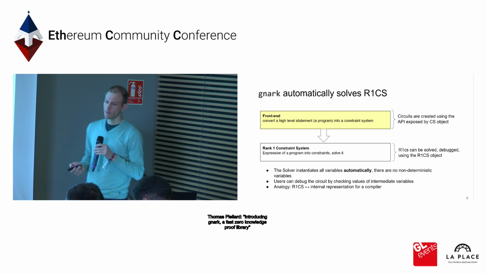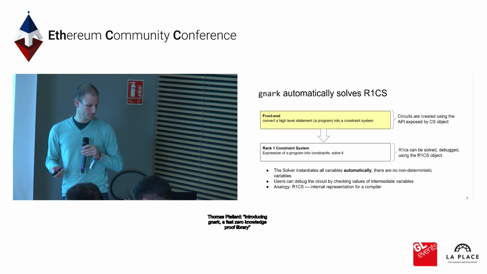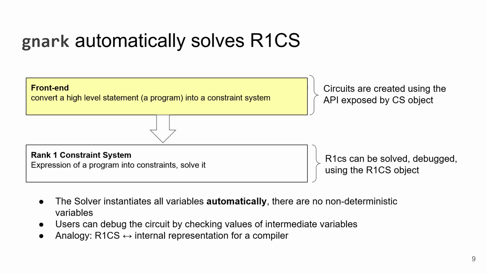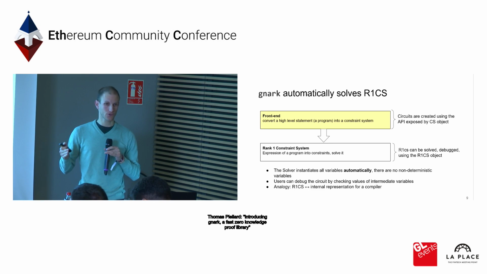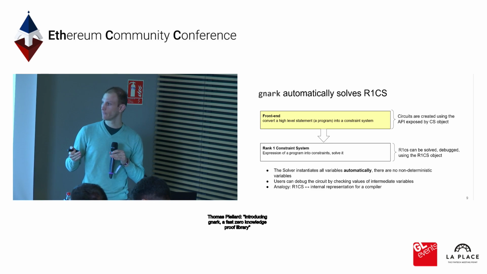Okay, so a little bit more details about that. As you noticed, to write a program or circuit, you use a constraint system object. It's where we expose our API, and it's where you can call the arithmetic functions. But actually, a circuit is just a set of constraints. It's not an executable, okay?